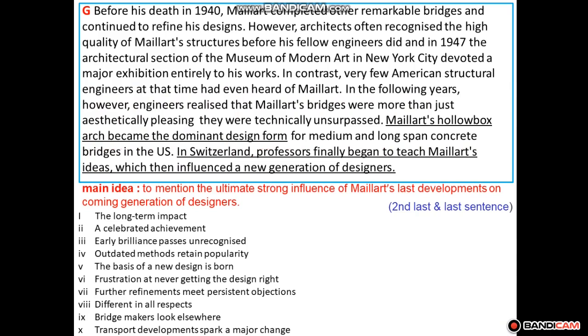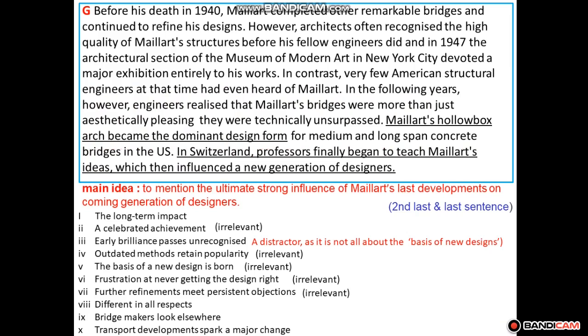Okay, to mention the ultimate strong influence of Miller's last developments on coming generation of designers. Well, that's the main idea. And what we do here, first one, irrelevant, all of them. Okay, we will see where is the distractor. Now third one, distractor, as it's not all about the basis of new design. Well, that has been discussed, but it's not all about it. Okay, fine. Then these are all irrelevants, and the first one, sorry, that's the match. The long-term impact is the best match here.